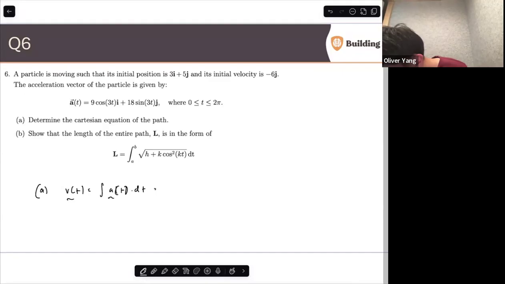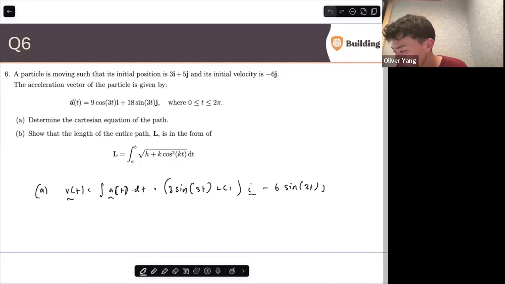Which equals 3 sine 3t i plus c1 i, and then plus negative 6 sine 3t j plus c2.